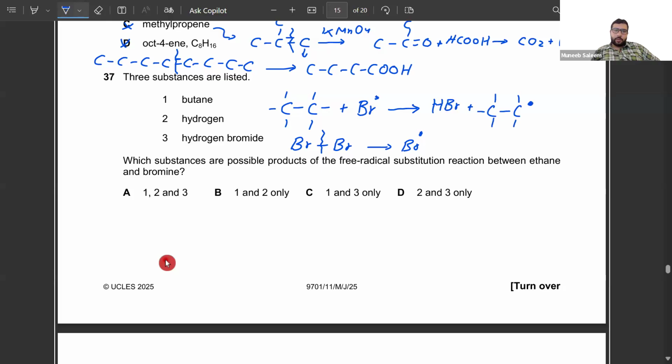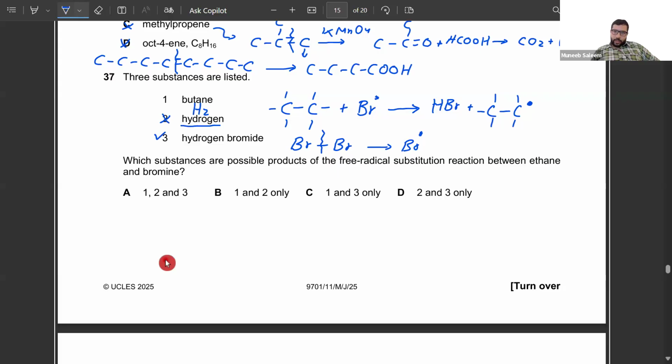Now we have got one product listed here, that is HBr. But there is no way in which hydrogen, that is H2, could be formed. H2 does not form in such a reaction because there is no way in which the hydrogen radical is formed. Only the bromine radical is formed in the reaction, not the hydrogen radical. So 2 is wrong. Now let's check butane.